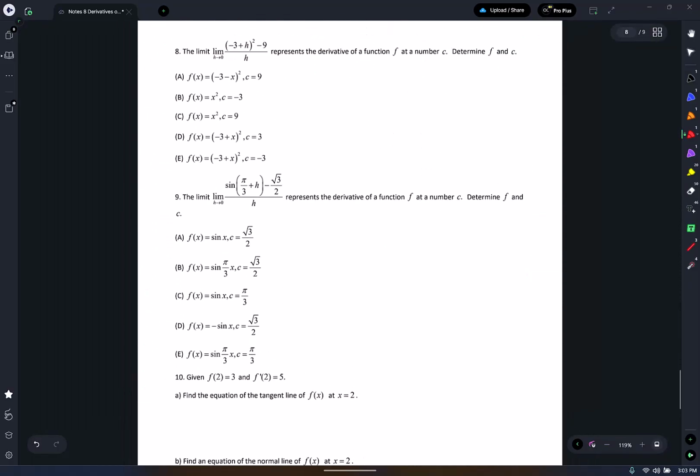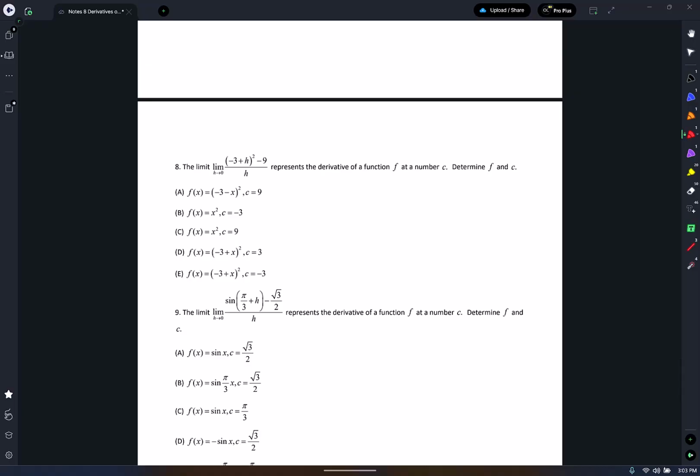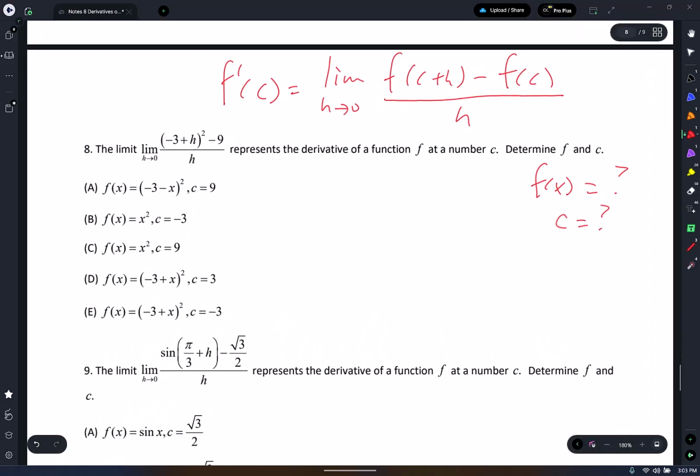So what they did is this. And I guess maybe I'm giving you the answer by doing this. F prime of c equals limit as h approaches 0, f of c plus h minus f of c, all over h. So what do they want? They want to know what is f of x, and what is c, which is just some x value. All right, so give it a shot, guys. We'll give you the answer in a little bit, but give it a shot.